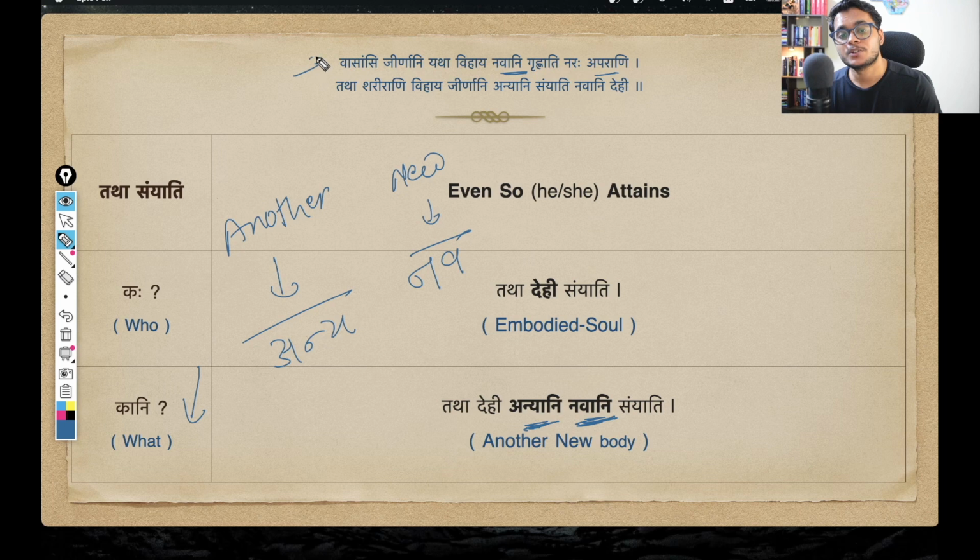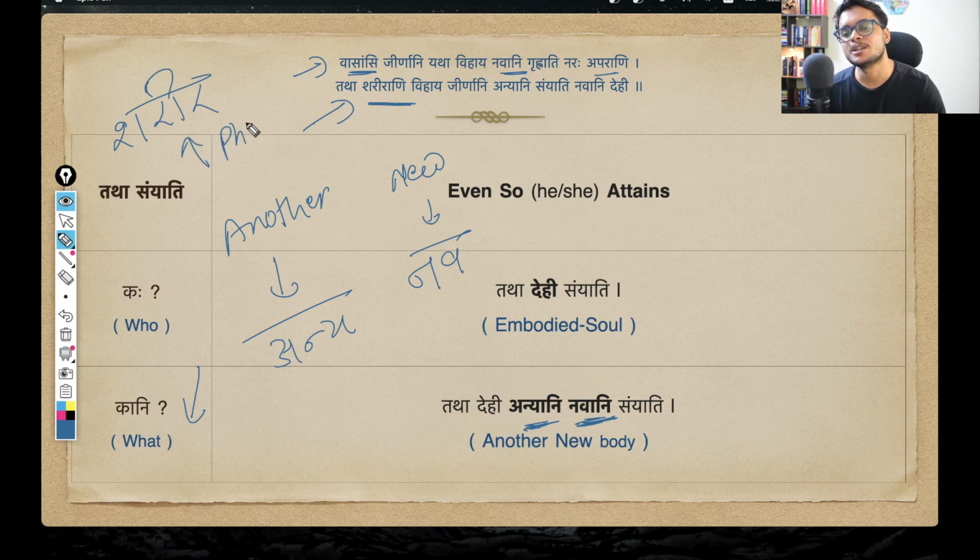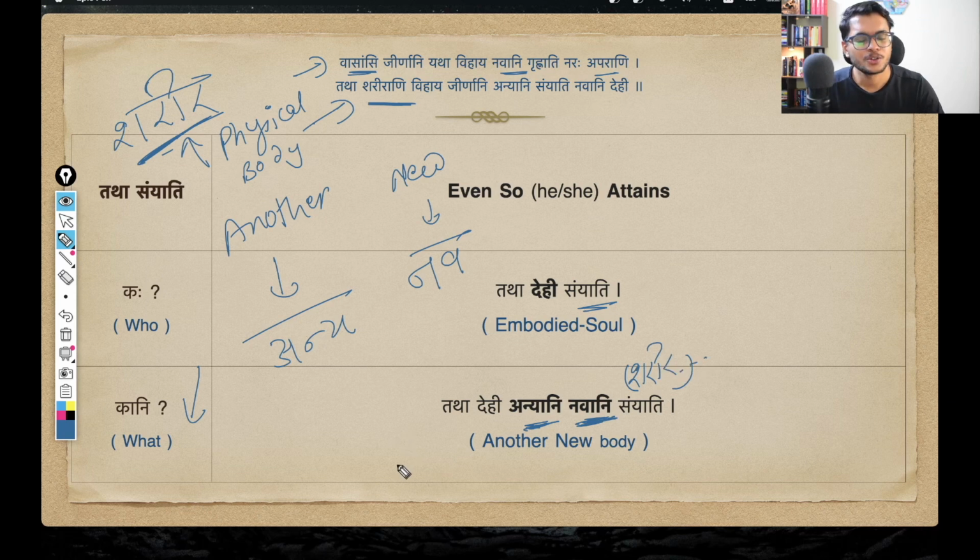And just as in the first line the main karma, the main object, was vasas, that is the clothes, vasamsi, similarly for the second line the main object is sharirani. This is of course coming from the pratipadika sharira. Sharira simply means physical body. The physical, gross body is sthula sharira. So this is the main object for this kriya, samyati. So anyani navani, and you imagine the word sharirani here. What we are saying is that likewise, the embodied soul attains another new body. In that sense we are trying to convey.